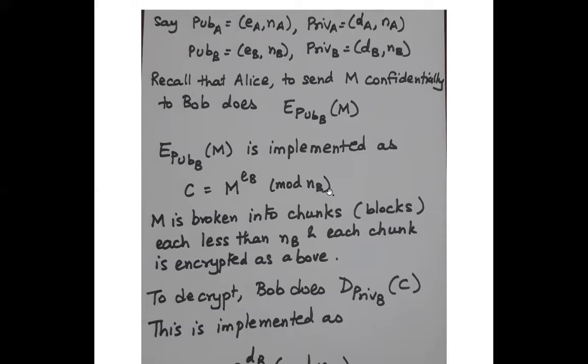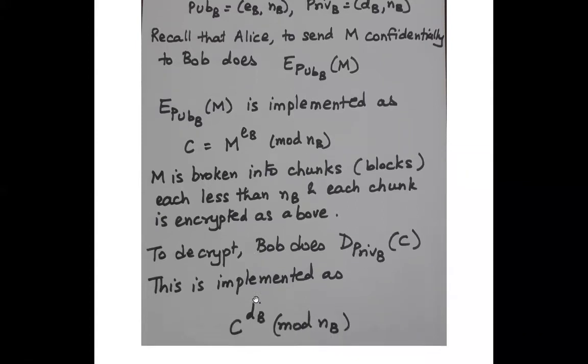Okay, so you should remember that RSA is a block cipher. So if M is an arbitrary long message, it is not processed like that. It is broken down into chunks or blocks, the length of each of which is less than the size of NB. So if NB is 2048 bits, M is also of similar size and it's less than NB. Okay, it's not the full message. So each chunk is encrypted as above, and the ciphertext is nothing but a concatenation of each one of these chunks.